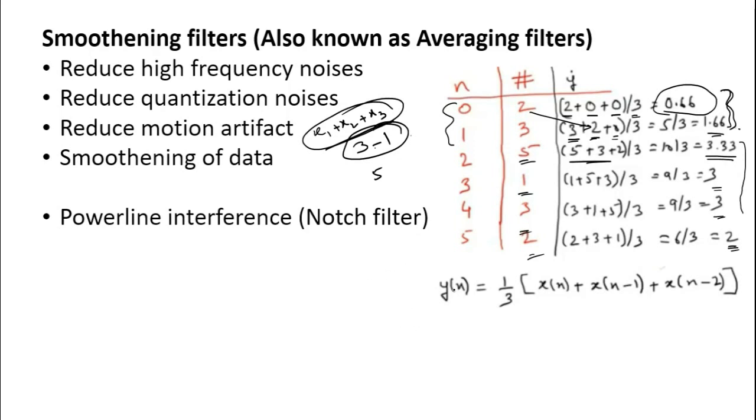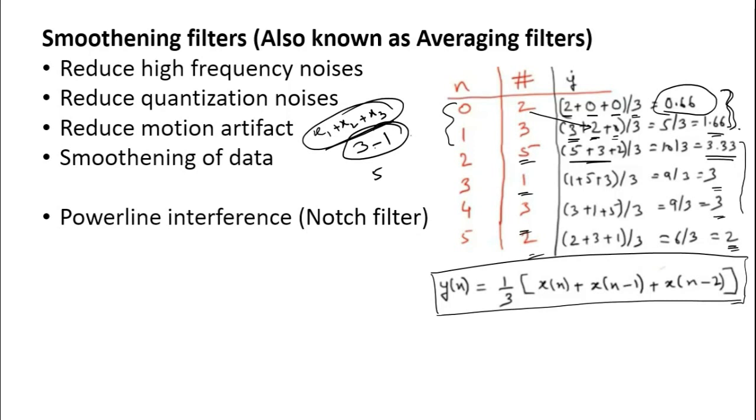So what we have done, basically, is y[n] equals 1 third of x[n] plus x[n minus 1] plus x[n minus 2]. This is what we have done. This difference equation is the equation for the 3-point moving averager system.